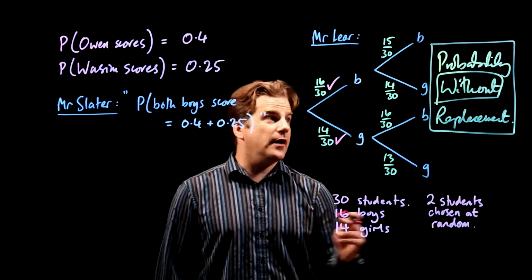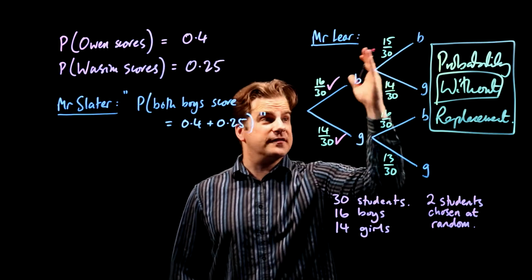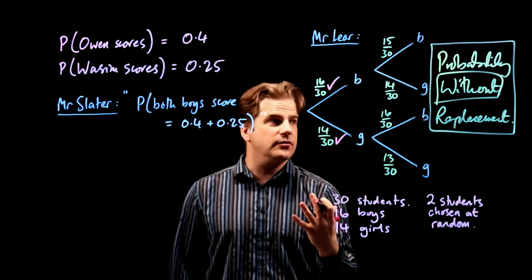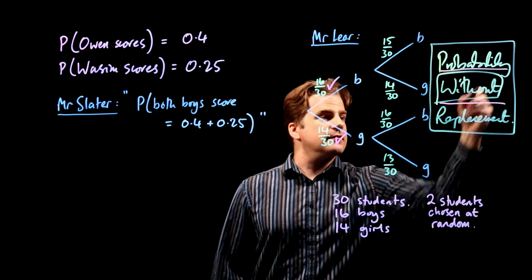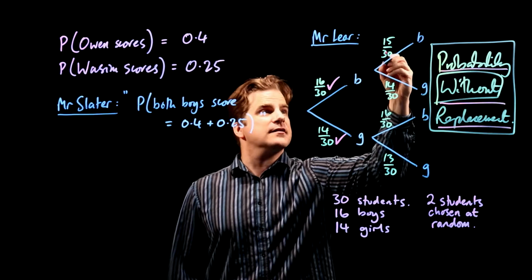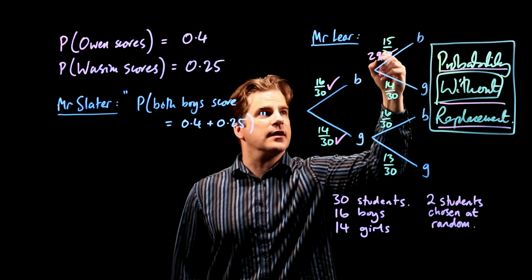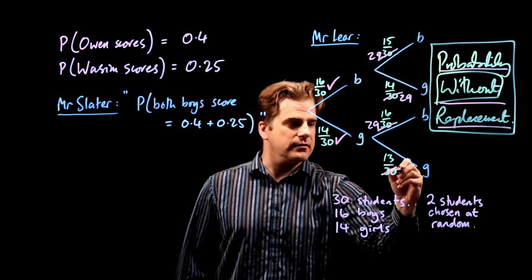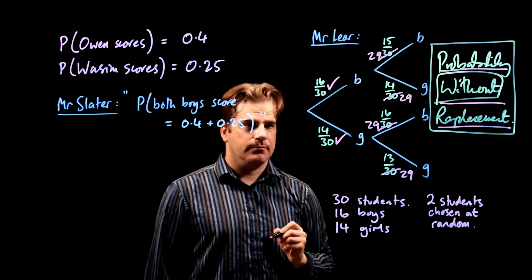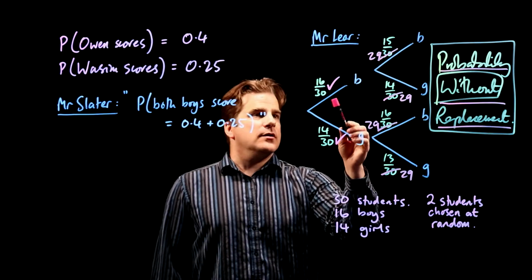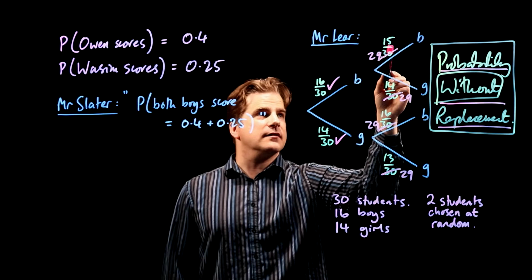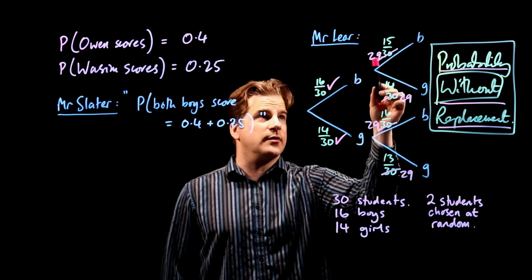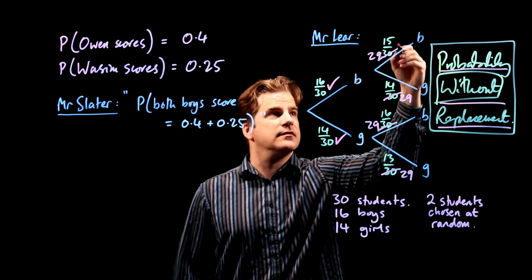But it's probability without replacement. So for the second pick, one of those students is gone. There are now 29 students. That's the whole point. So that should be 29. That should be 29. So that's now correct. You've already chosen a boy, so you're down to 15 boys and you're down to 29 students in total. 15 out of 29 is correct.